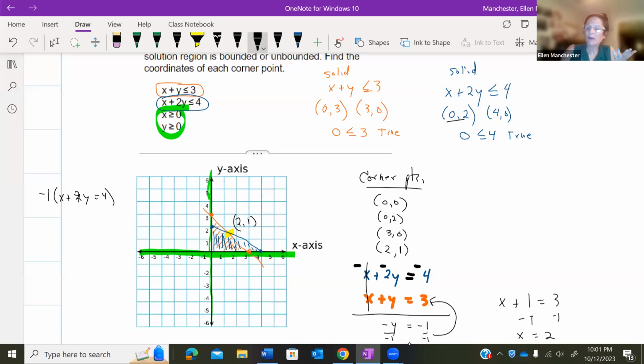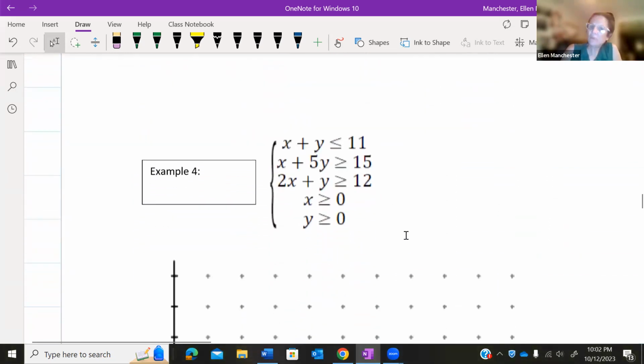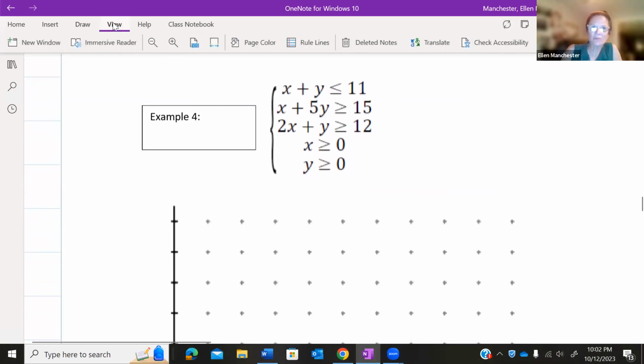Okay, so those are my 4 corner points. I found the 0, 0, the y-intercept, the x-intercept that touches the feasible region, and then where the two lines cross. Okay. All right. So now we have one with 3. So you can see it gets more and more complicated.